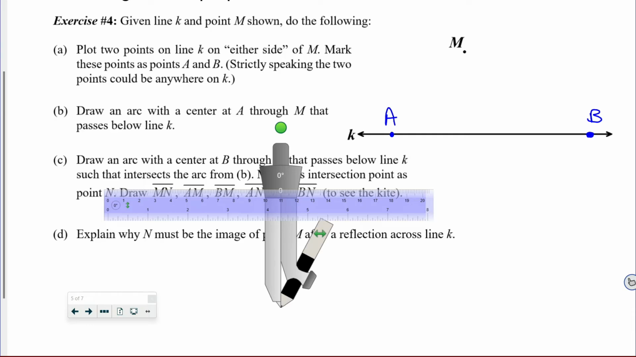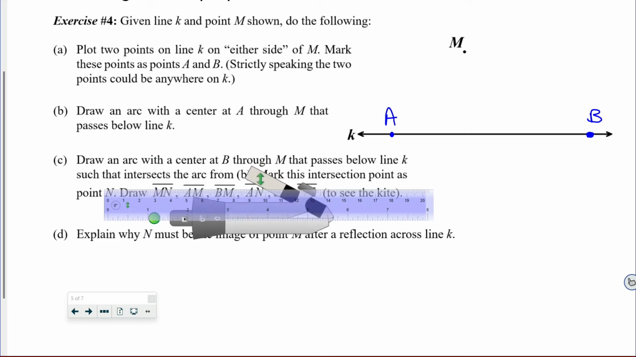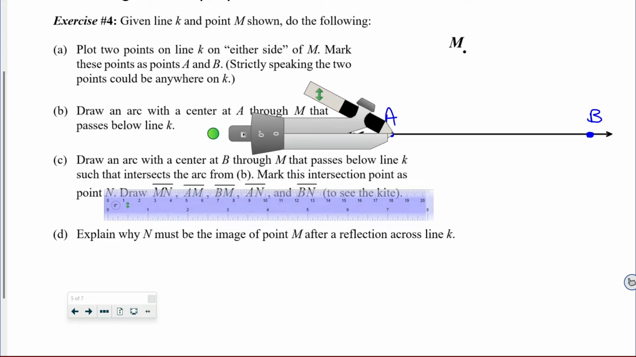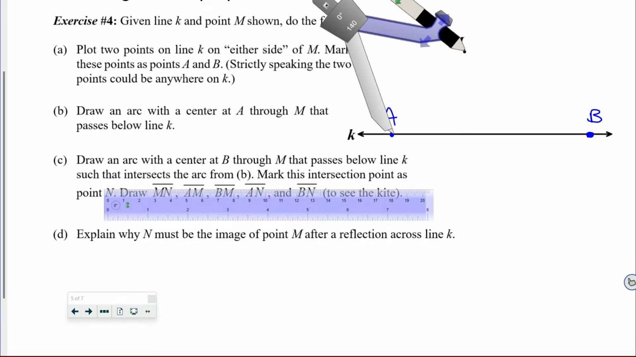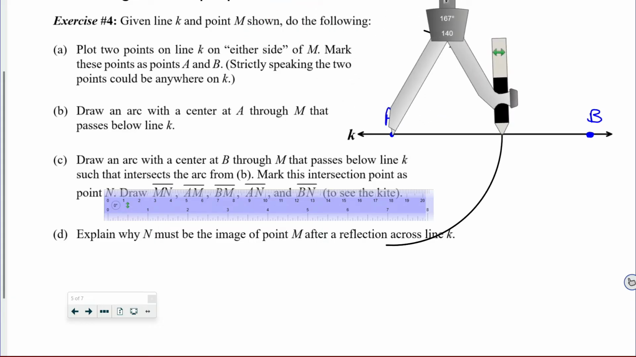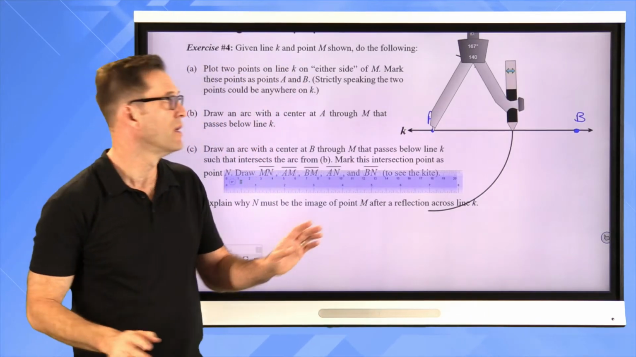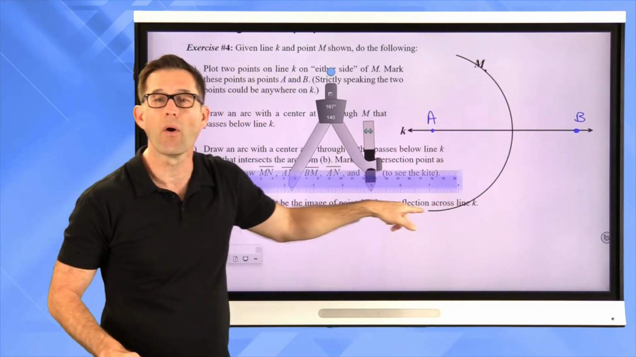Draw an arc with a center at A through M that passes below line K. All right, so in other words, what I want to do right now is I want to take my compass, I want to put it center at A, and I want to then draw an arc that passes through M. In other words, it's going to have a radius of AM, and extends below line K. All right, so that's it, right? Just an arc centered at A that passes through M and goes all the way down here.